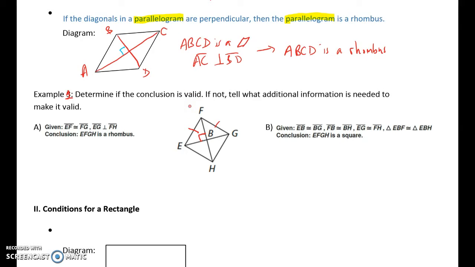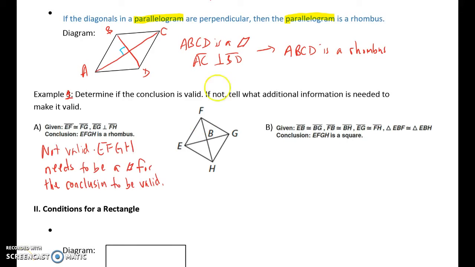But remember, what did we highlight in every single one of our conditions? This shape needs to be what shape first? It needs to be a parallelogram. Can I say this is a parallelogram? Hopefully, you're seeing no. So this is not valid because EFGH needs to be a parallelogram. So I've erased some of my marks so we can do part B. And actually, if you look at part B, we want to prove this is a square. So before we can prove it's a square or check if it's a square, let's talk about rectangles first. We're going to talk about our conditions for rectangles, and then we'll come back and do part B.